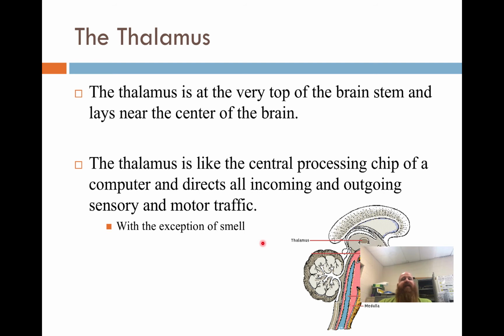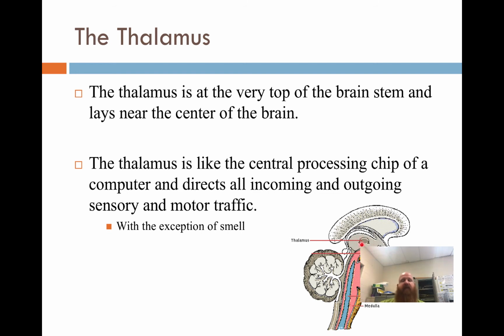The thalamus is at the very top of the brain stem, and it lies near the center of the brain. It is like the central processing chip of a computer and directs all incoming and outgoing sensory and motor traffic, everything except for smell. Every piece of information that your sensory neurons detect and fire up through the spinal column will go through here, and all the motor traffic, with me talking, with me moving my hands, jazz hands, all that stuff is also being processed through the thalamus.